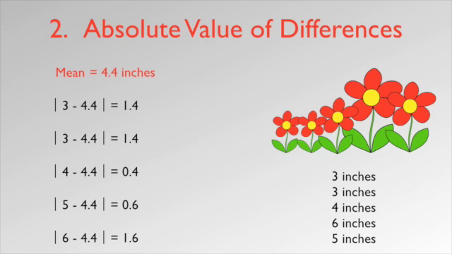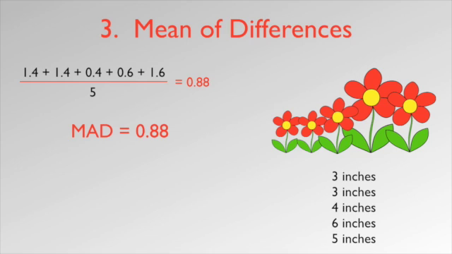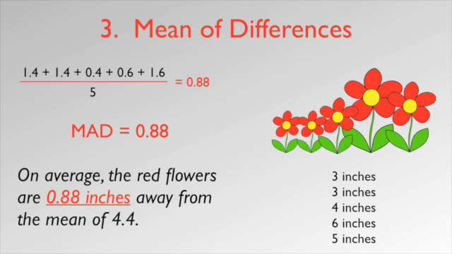So those are all of our differences that we'll use, and we'll now find the average or the mean of those differences. So to do that, we would add up all of those differences. Again, divide by 5 because there's 5 flowers, and we get 0.88. So for the red flowers, the mean absolute deviation is 0.88, which tells us that on average, the red flowers are 0.88 inches away from the mean of 4.4.